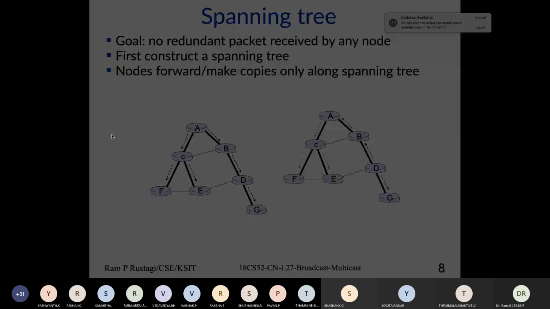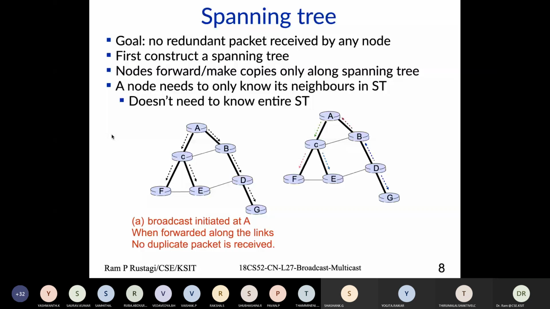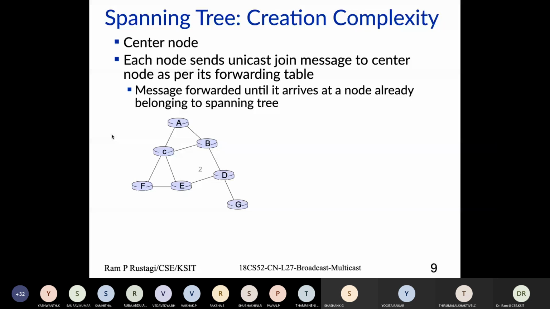But the major problem with the spanning tree approach is how to build a spanning tree. Building a spanning tree itself is a challenge. And that means we need to have some mechanism of building a spanning tree. So one approach is called the center node or rendezvous node approach. That basically means somehow the node decides which is the root of the spanning tree, which becomes the center node. And all other routers... it's a different problem how to choose the center node. That still remains a problem.